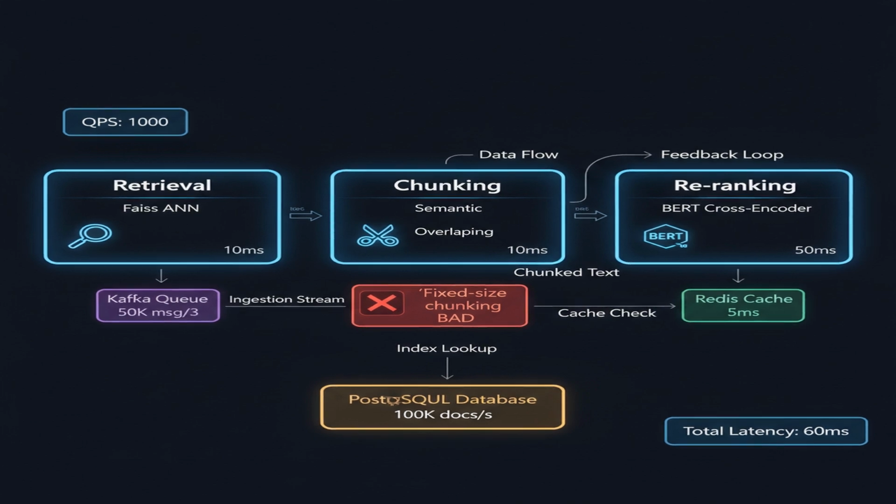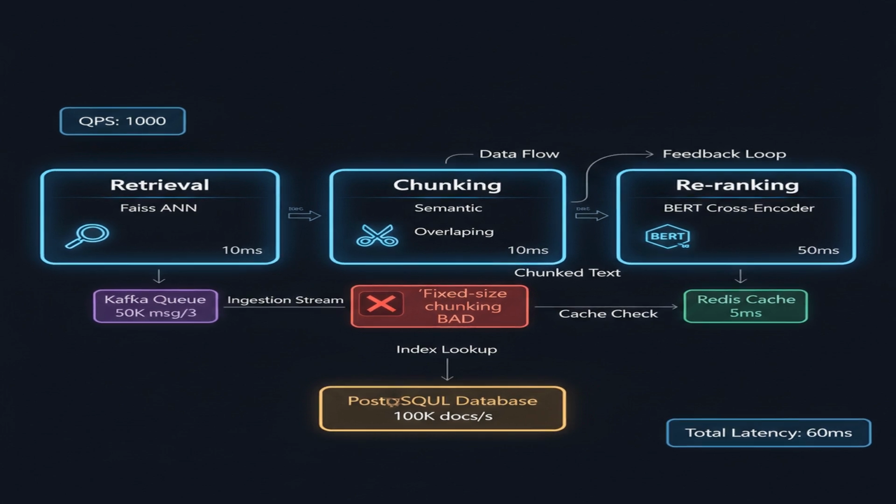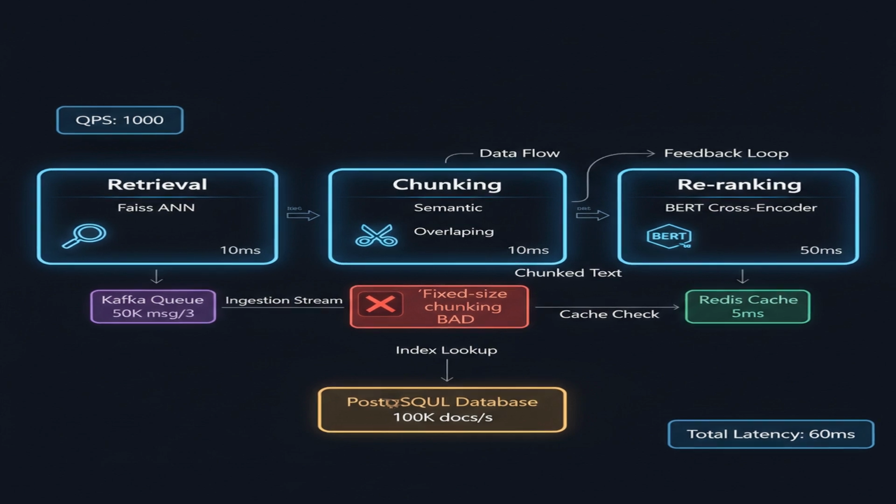We'll use a combination of retrieval, chunking, and re-ranking. For retrieval, we'll employ approximate nearest neighbor search using FAISS because it provides a good balance between speed and accuracy. FAISS uses inverted file indexing and product quantization to efficiently search high-dimensional vectors.